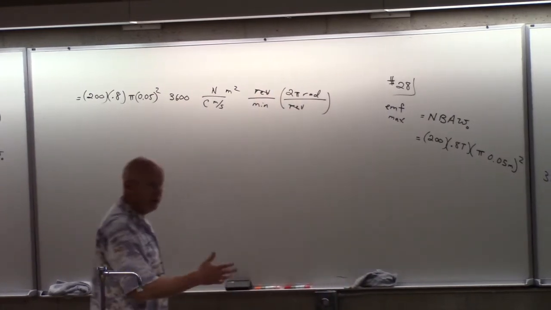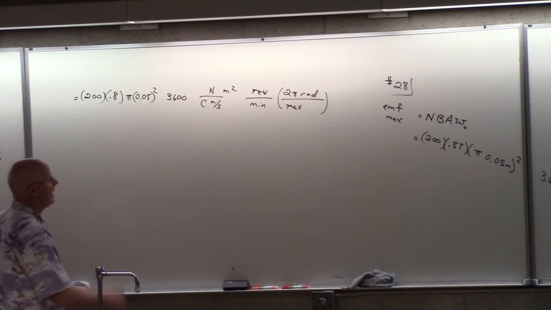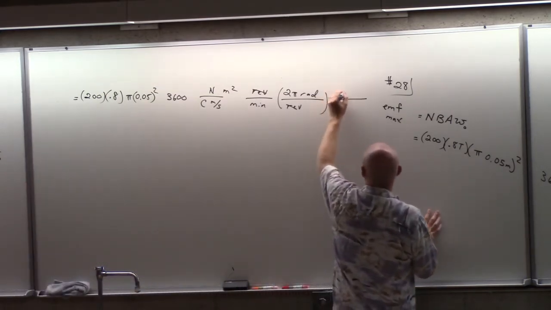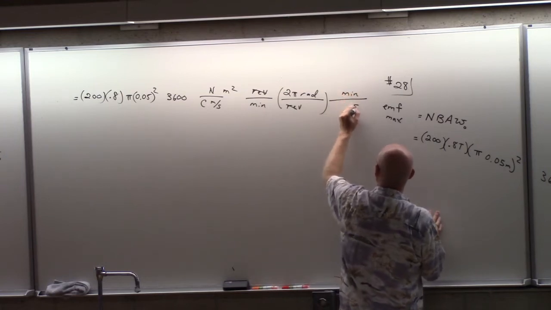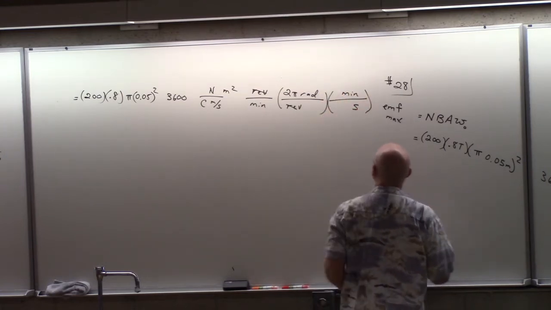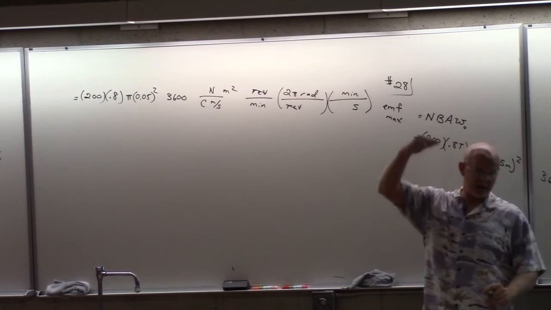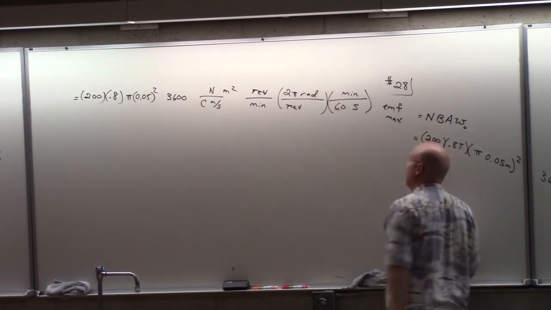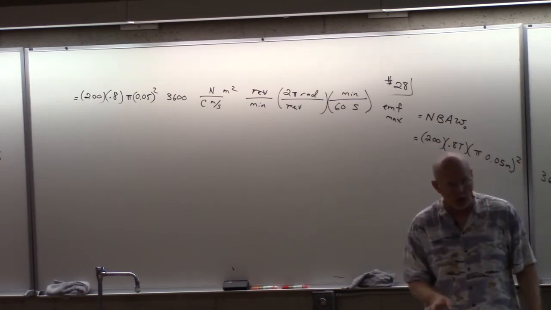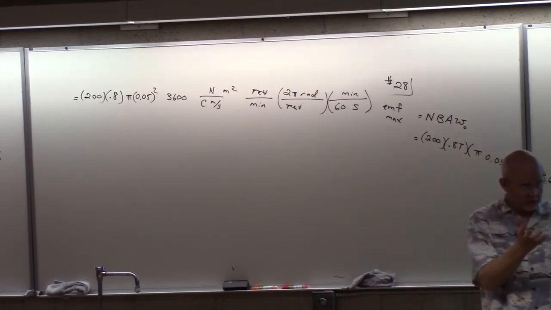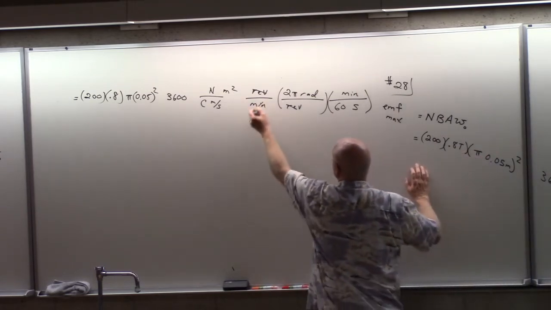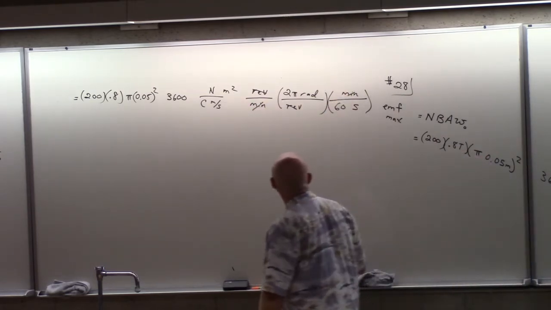So that's going to get rid of revolutions and convert it into radians. Hopefully we also remember that we want to get rid of minutes and turn it into seconds. And so we'll put minutes up in the top and seconds in the bottom, and to make it equal to 1, remember we can't just throw a number in there and multiply by anything we want. Got to be equal to 1. This is our unit conversion. And so that would then get minutes to cancel off.